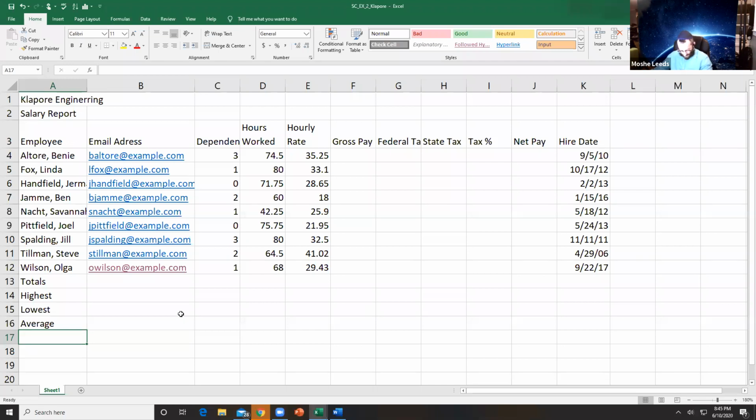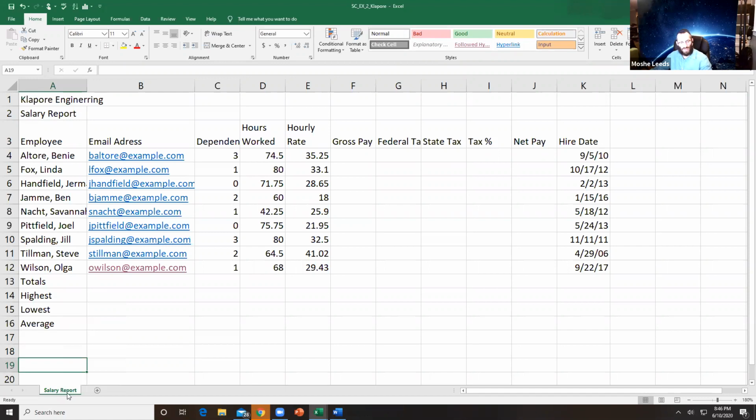Now, we are going to name this sheet. We're going to call it the salary report. So we're going to go down to the bottom here. We're going to right click that, click rename. Salary report. Again, click that. You could actually double click it, or you could just right click it, rename.